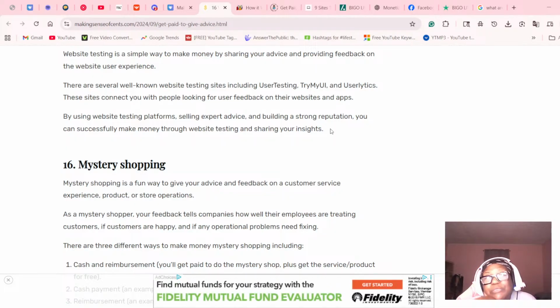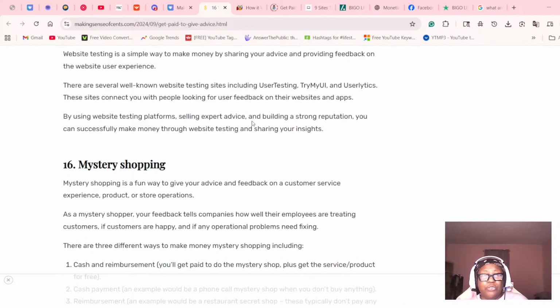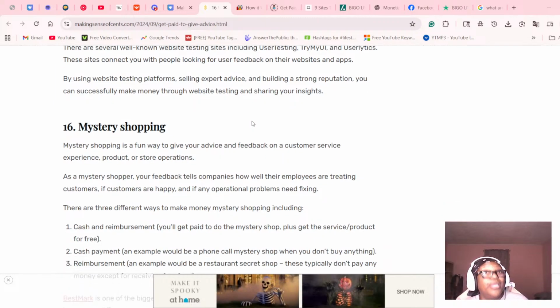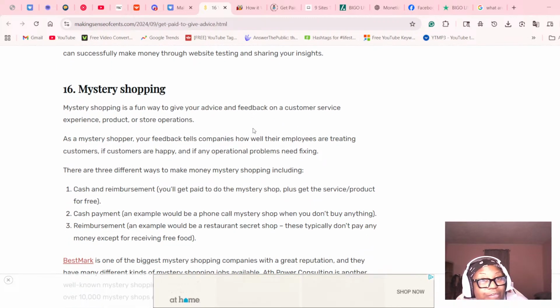So by using website testing platforms, selling expert advice, and building a strong reputation, you can make money. Mr. Radio would probably be perfect for this because you know he knows all about this stuff, especially when it comes to music and setting up a studio and stuff like that. You could sell a lot of advice.